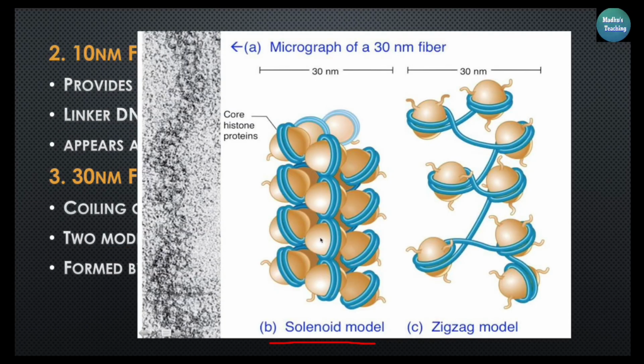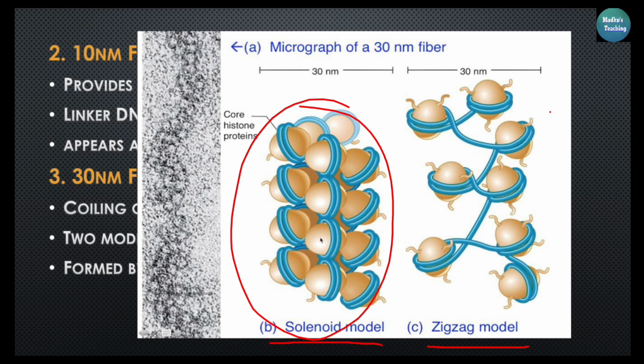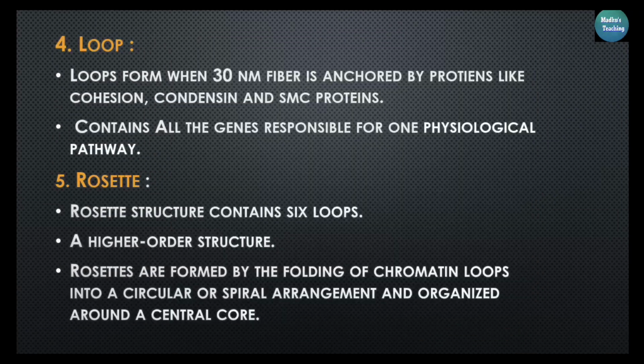In the solenoid model, the 30 nanometer fiber forms a regular spiral shape and compact the DNA tightly, whereas in the zigzag model, the 30 nanometer fiber forms a zigzag pattern with nucleosomes are stacked in an irregular arrangement. The solenoid model is the regular arrangement of nucleosomes, and in the zigzag model is the irregular arrangement of nucleosomes.